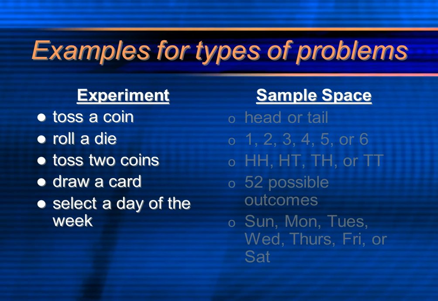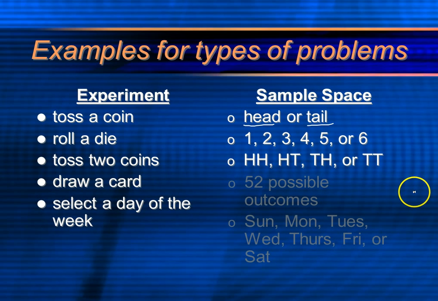So if you're tossing a coin, your sample space is you're either going to get heads or tails. If you're rolling a traditional dice, your sample space is rolling a 1, 2, 3, 4, 5, or 6. If you're tossing two coins, you can get a head and a head, a tails and a heads, or a tails and a tails. So by tossing two coins, the sample space increased in size.